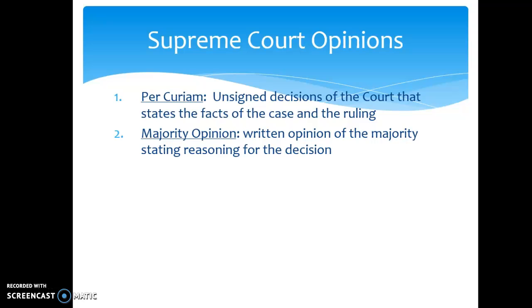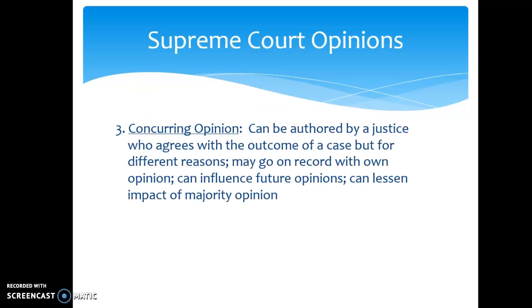Take a look at some of the opinions. The per curiam opinions are unsigned decisions of the court that state the facts of the case and the ruling. Majority opinions are the written opinion of the majority stating the reasoning for the decision. For example, a majority opinion would be a 5-4 opinion, where the majority opinion would be of the 5 justices that agreed to the written opinion.